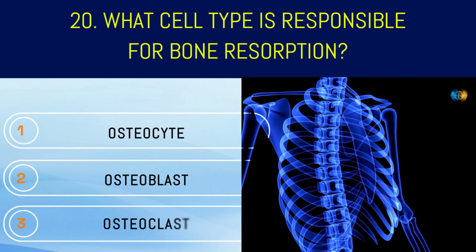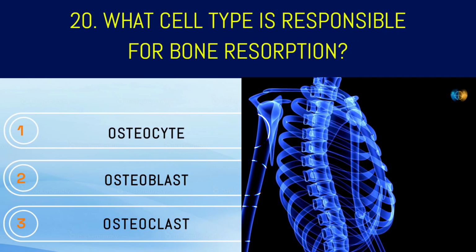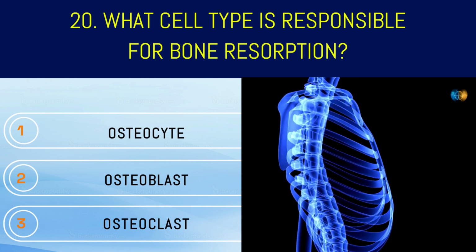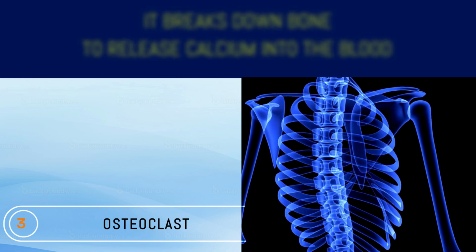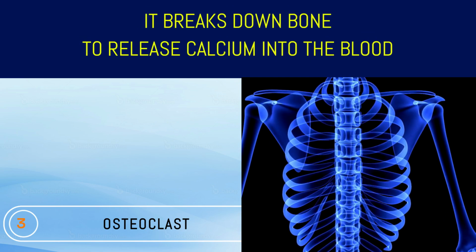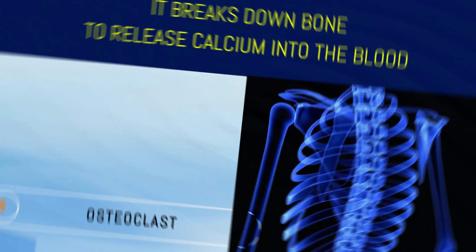What cell type is responsible for bone resorption? Osteocyte, osteoblast, or osteoclast? Osteoclast. It breaks down bone to release calcium into the blood.